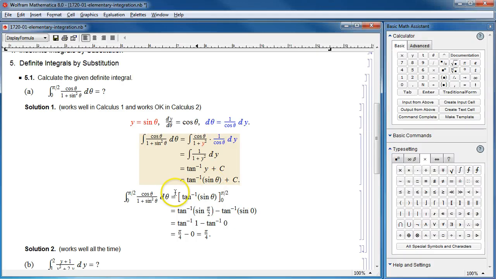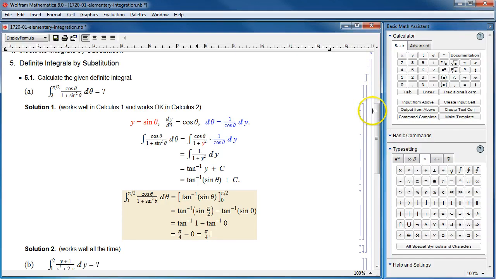So, okay, let's calculate the definite integral. So here's the antiderivative, the indefinite integral, and we plug in theta equals pi over 2 and theta equals 0, and subtract one from the other. That's the fundamental theorem, and calculating it out, we end up with pi over 4. This works well, but not always. There are some examples where this method will break down in Calc 2.